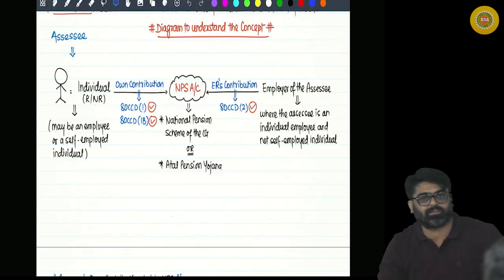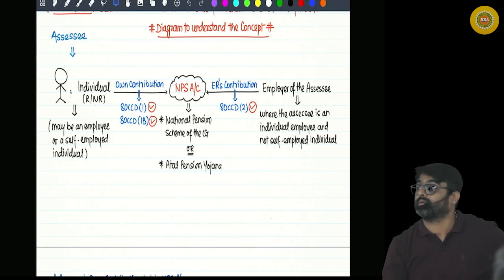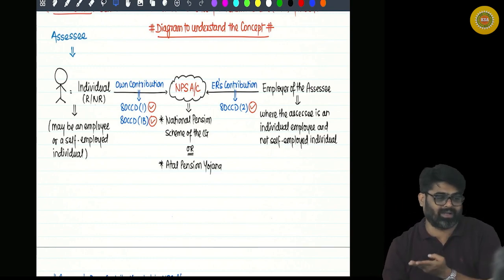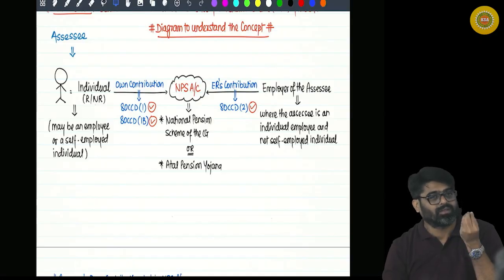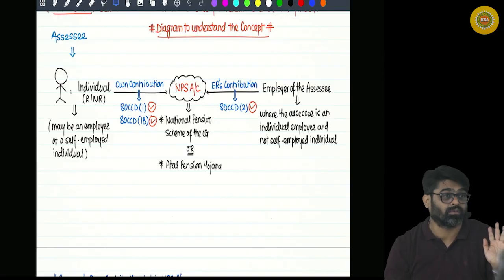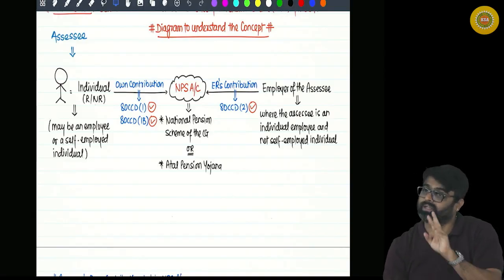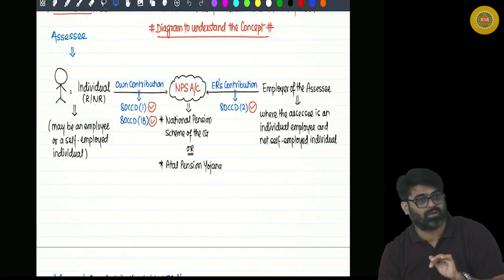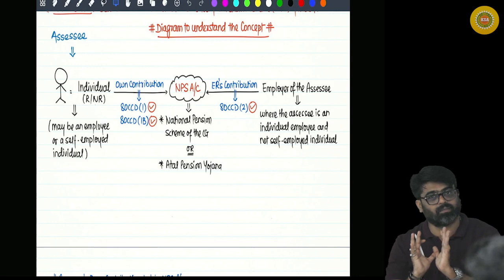Now tell me, 80CCD1, how much is the maximum limit? 10% of basic plus DA in terms of salary, or 20% of GTI, you know na? All the 5 heads, set off, carry forward and clubbing, that amount is GTI.